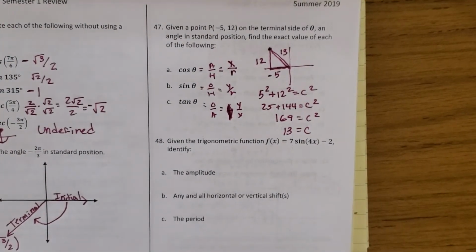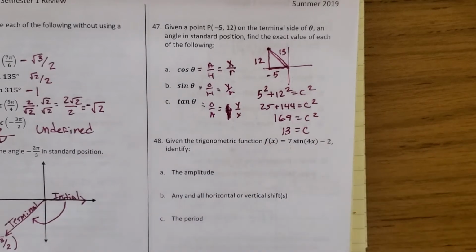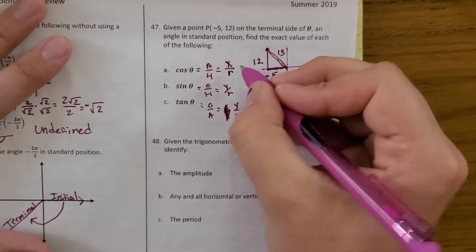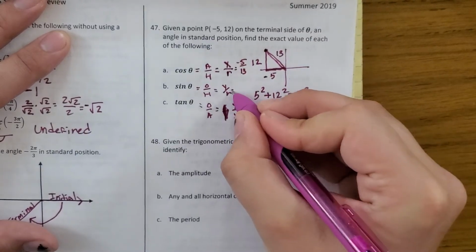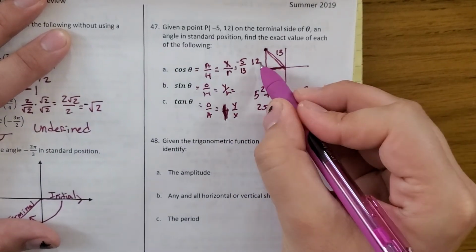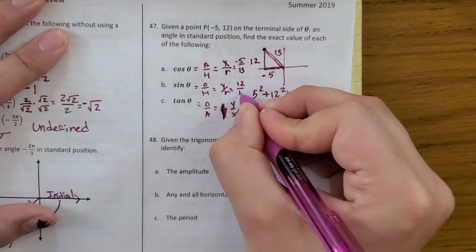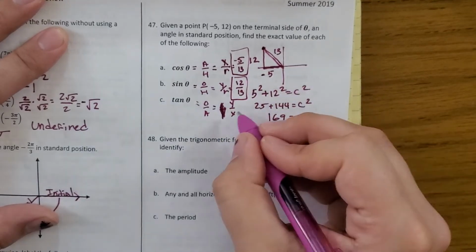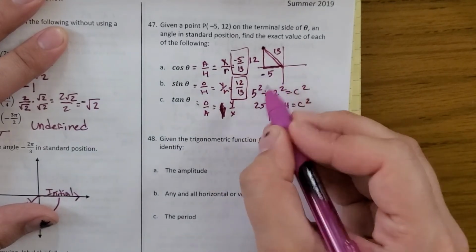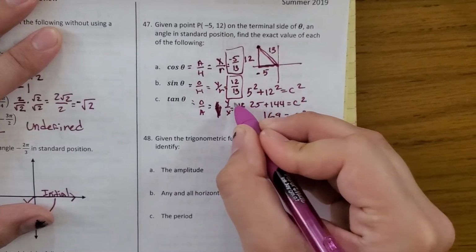So now I can go through and I can actually find my answers. Whatever way you want to do it, adjacent over hypotenuse or x over r, I don't care. This one is going to be negative 5 over 13. This one is going to be the opposite 12, or the y value 12 over the radius 13, so 12 over 13. And my last one is going to be y over x, so my 12 over my negative 5, which is going to be negative 12 fifths.